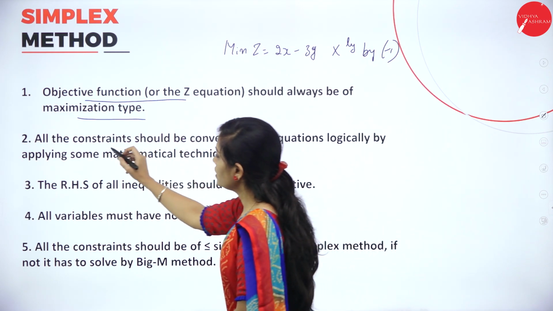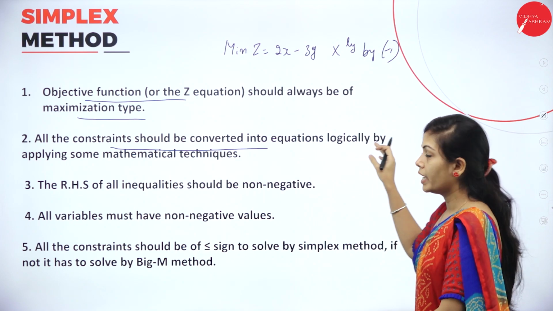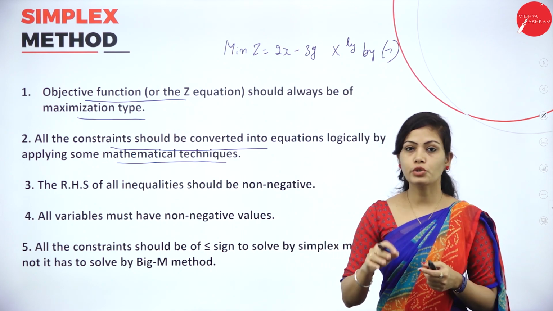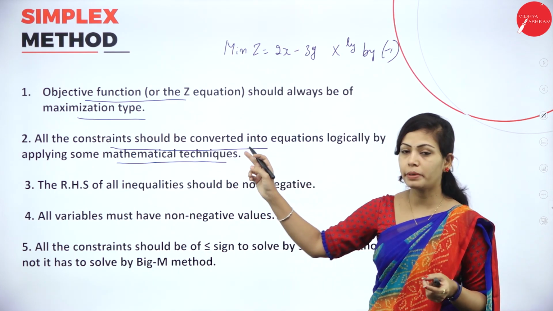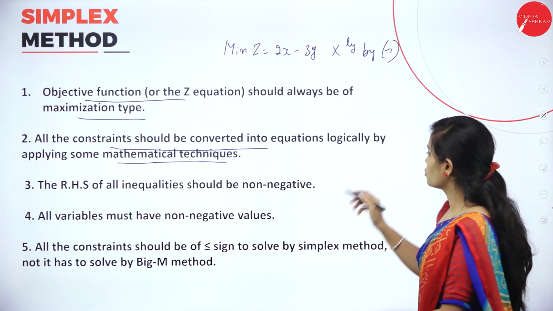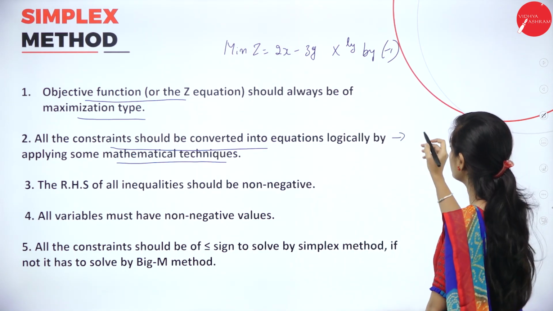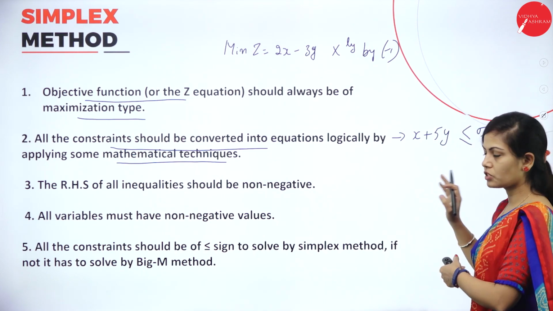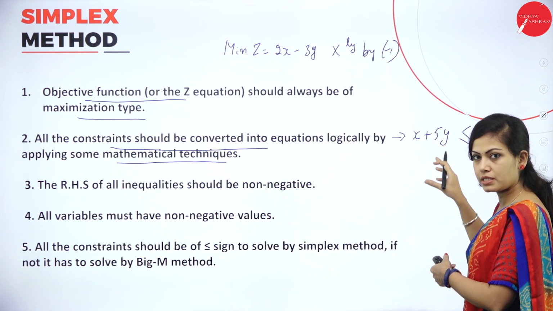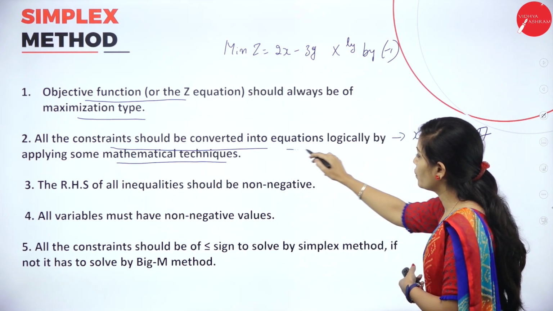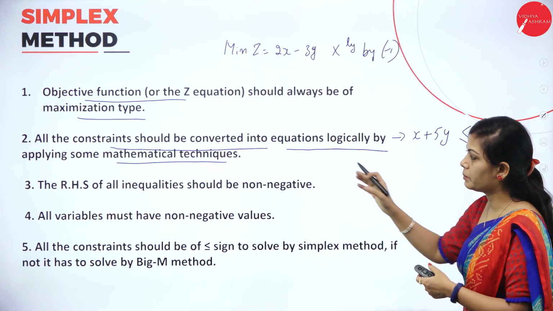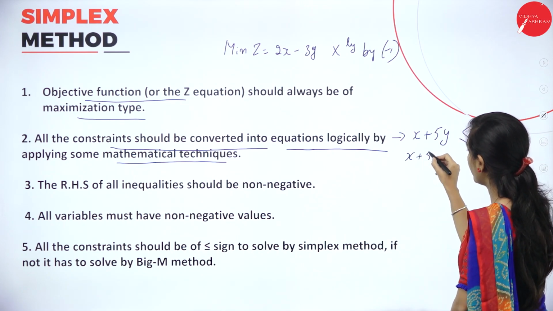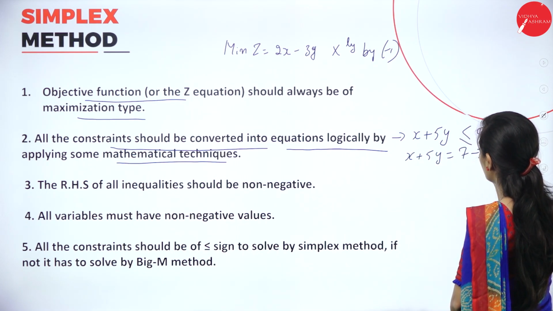All the constraints should be converted into equations by applying some mathematical techniques. So the second step is that all the constraints should be converted into equation form. What is an example of a constraint? x plus 5y less than or equal to 7. This is one constraint. This type of constraint should be converted into an equation. So how can we convert this into equation form? x plus 5y is equal to 7. This is one equation.